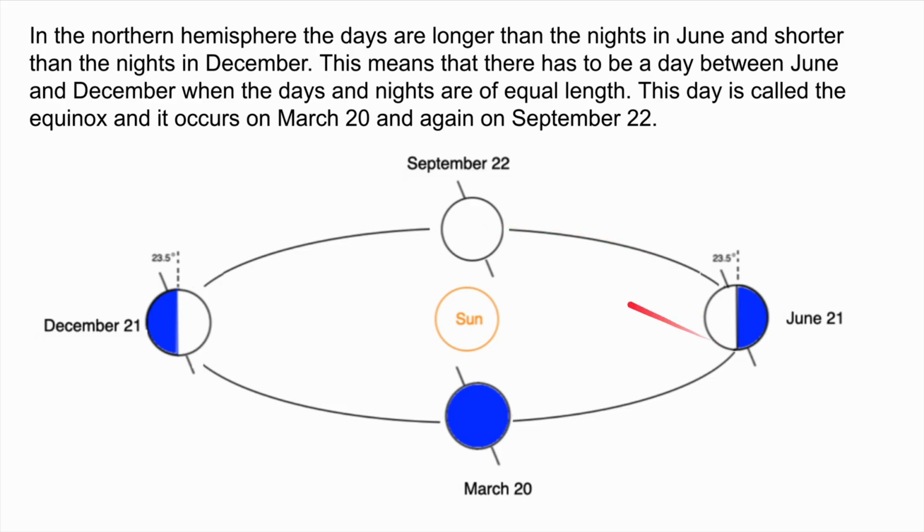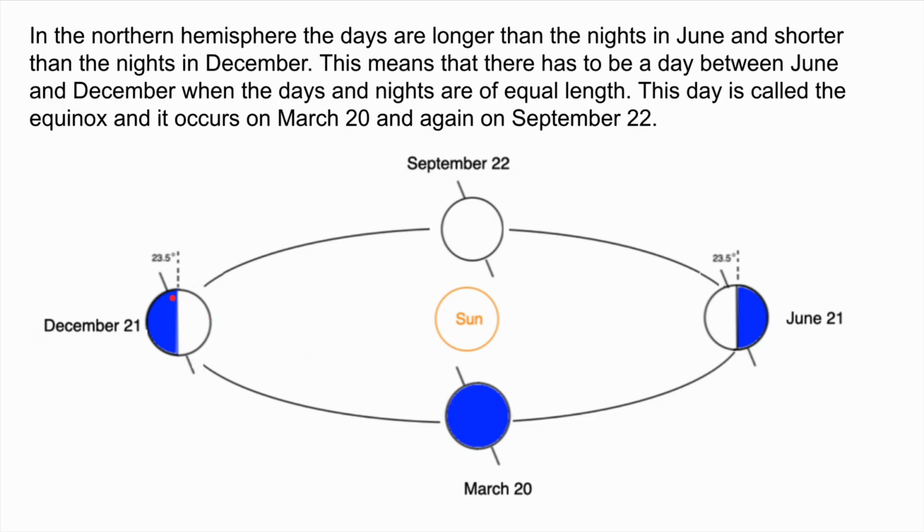Here the days were longer, here the days were shorter, here the days were equal, and so we have the term equinox to refer to this date. So the equinox, which comes from the Latin for equal night, basically means that the days and the nights are of equal length, and that happens on September 22, and it happens again on March 20th.